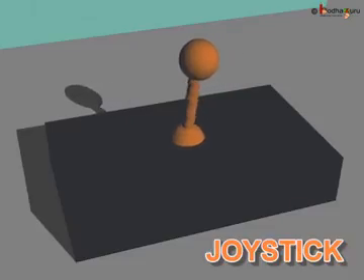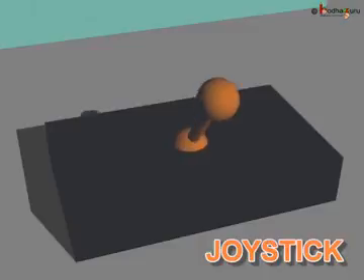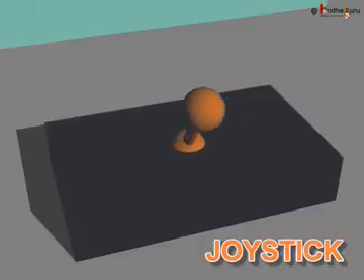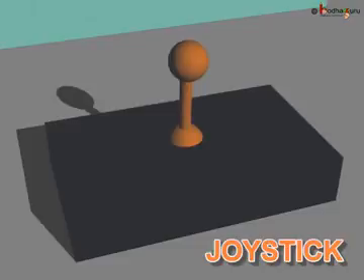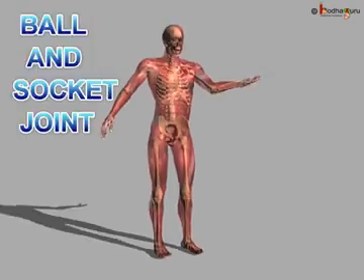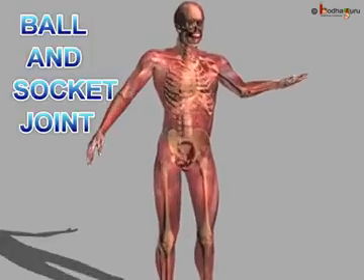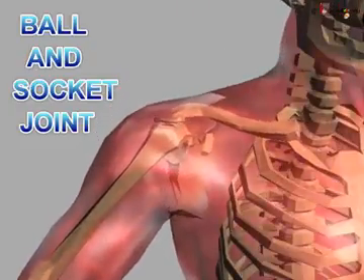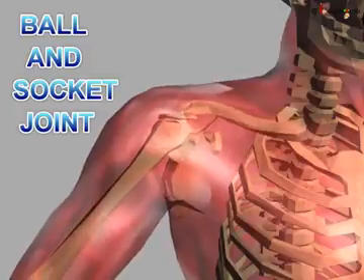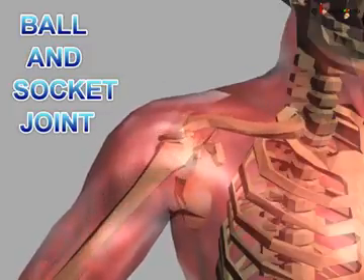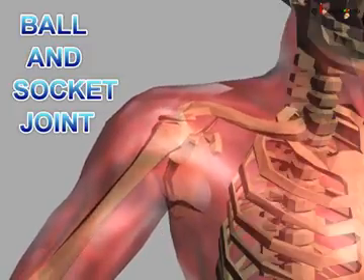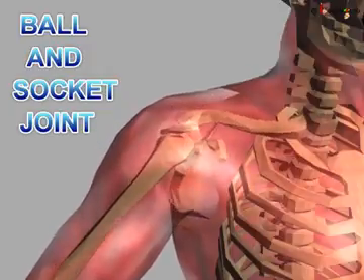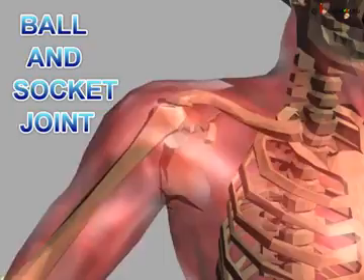Let us see the ball and socket joint. It allows the maximum movement. The round end of one bone fits into the hollow part of another bone, hence the name ball and socket joint. Hip joint and shoulder joint are examples of the ball and socket joint. The bowler in cricket, while bowling, swings his hand freely around his shoulder.